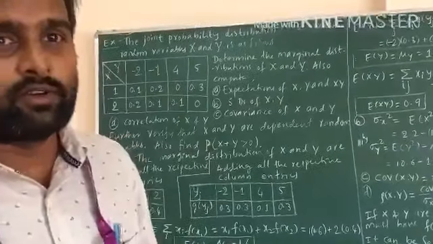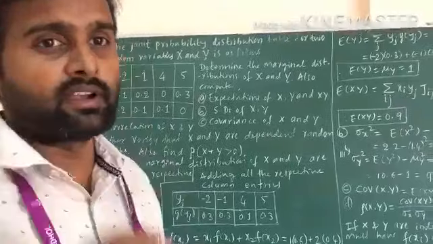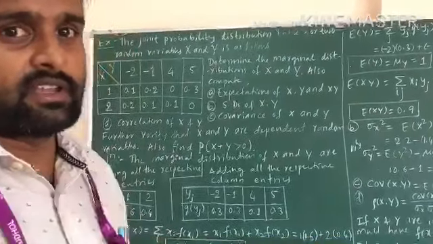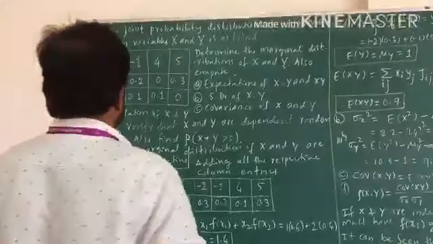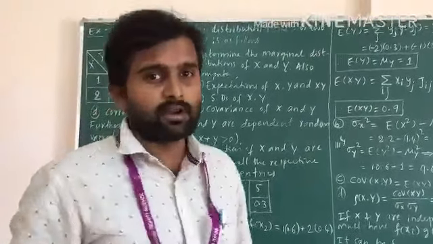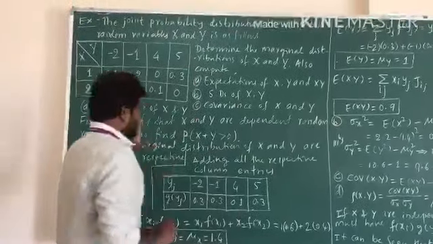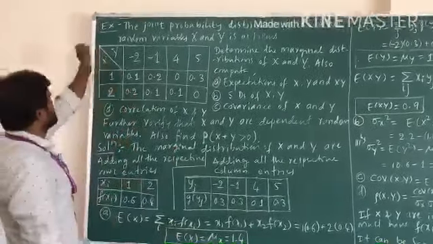So in yesterday's video we saw an example based on joint probability distribution. Similarly, here is one more example. I am taking the same example, but only one question is extra. So you see what that is, right?